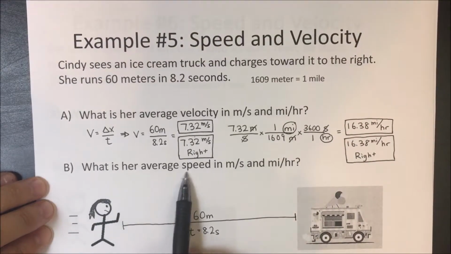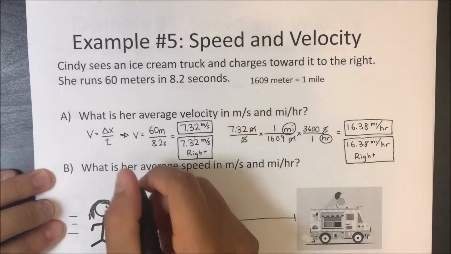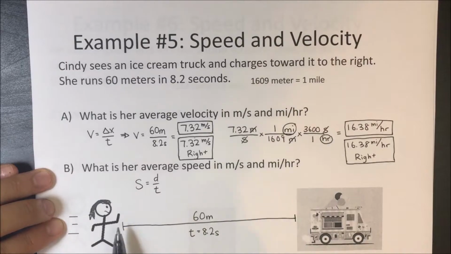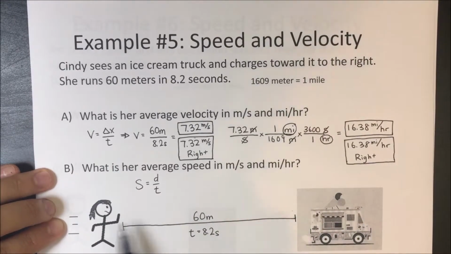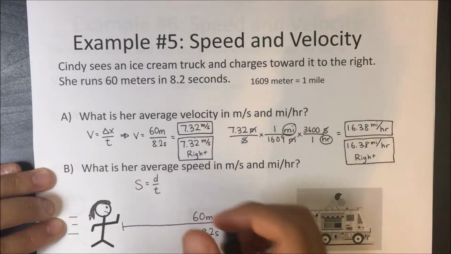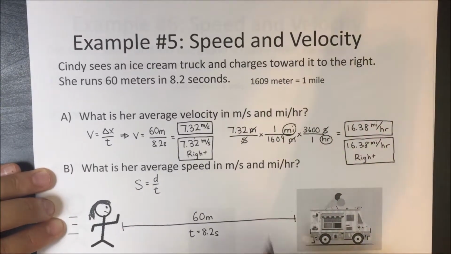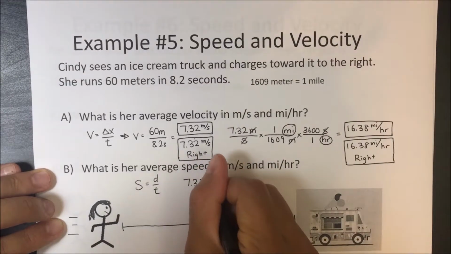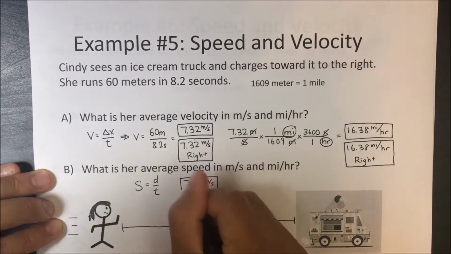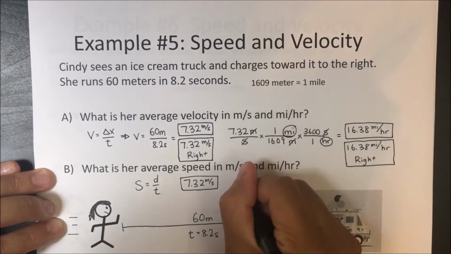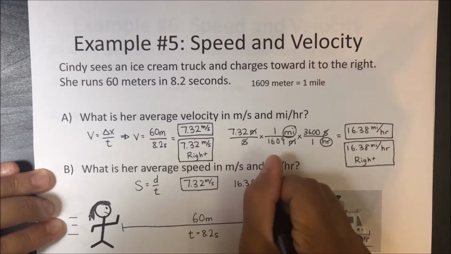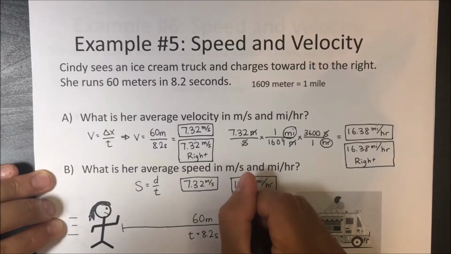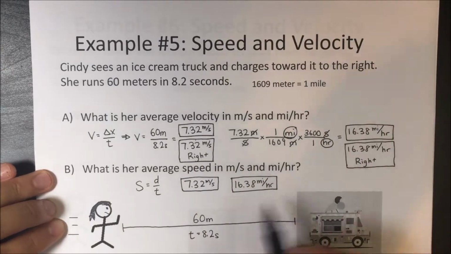Part B says, what is her average speed in meters per second and miles per hour? And we know speed is equal to distance over time. And since the distance and the displacement are the same in this case, we know that it's going to have the same answer. Except we don't have to put right or anything like that because speed doesn't have direction. So we can put 7.32 meters per second. And then we can put 16.38 miles an hour. And since she only moved in a straight line, again, the distance and displacement are the same, so they have the same answer in magnitude.